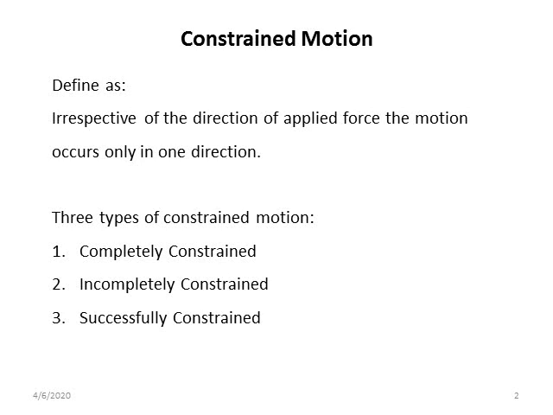A motion is called constrained motion if, irrespective of the direction of applied force, the motion occurs in one direction. And basically there are three types of constrained motion: number one, completely constrained; second one is incompletely constrained; and the third one is successfully constrained motion. In the next slides we will be discussing each one of the items in detail with the help of animation.